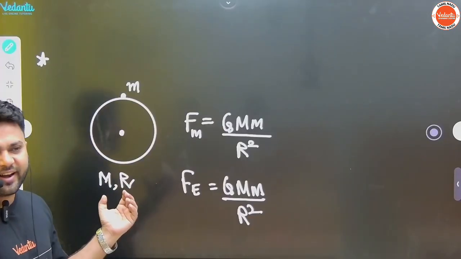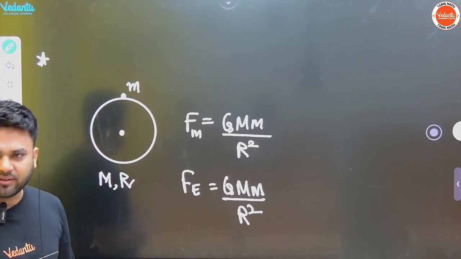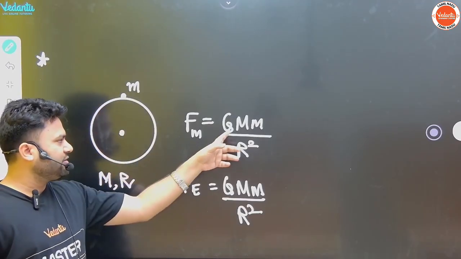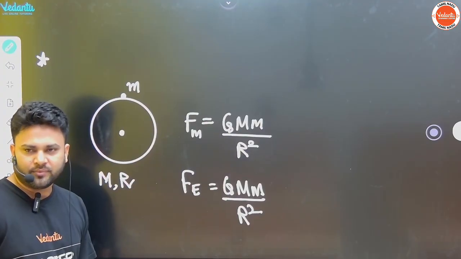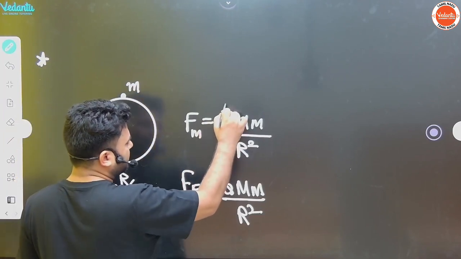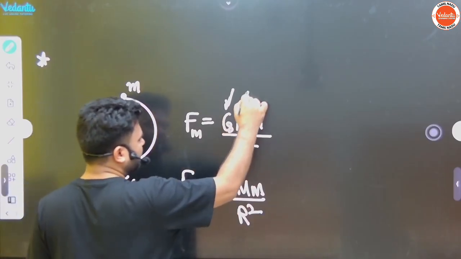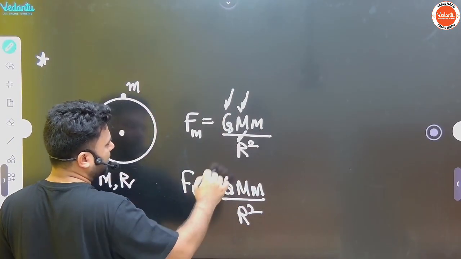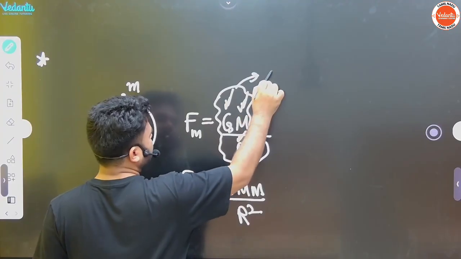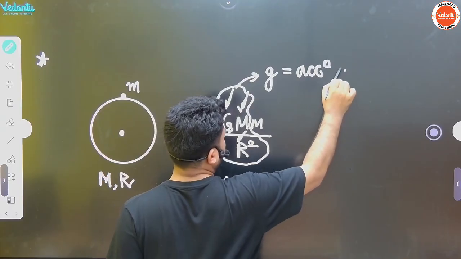Earth will attract me. This is the force on the small mass m, which is me: G M m by R square. Earth will attract me with this much force. Now this value is fixed, because G is fixed, 6.67 into 10 to the power minus 11, the mass of the earth is fixed, and the radius of the earth is also fixed. This value is fixed, and we call this small g, acceleration due to gravity.